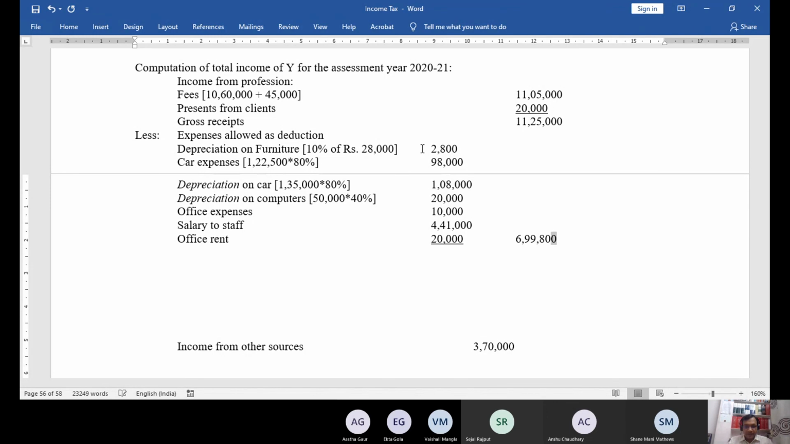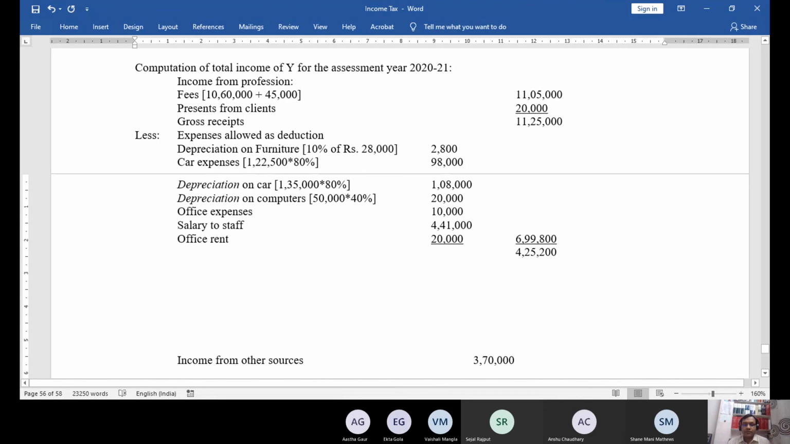Excuse me, sir. Yes. Sir, this depreciation on computers, the computer has been put to use for less than 180 days. So why are we giving the full rate? But when it is acquired, is it acquired in the same year in which it is put to use for less than 180 days? No, sir, it's acquired in the previous year. So then when these two years are different, you don't apply the concept of half rate of depreciation. Okay, sir.